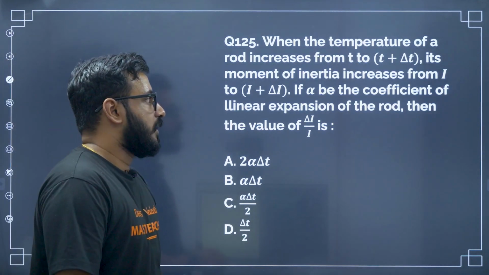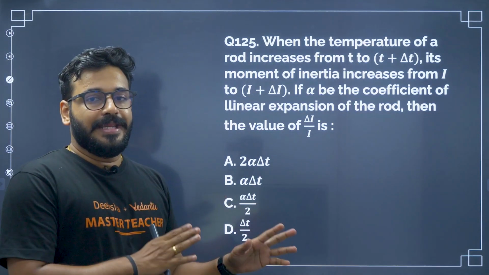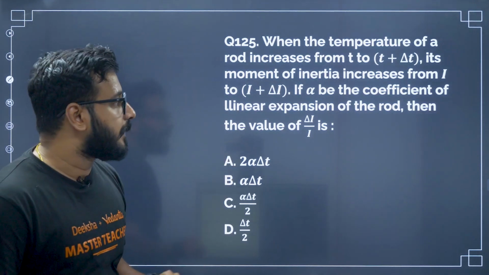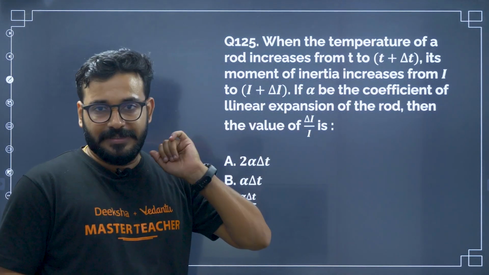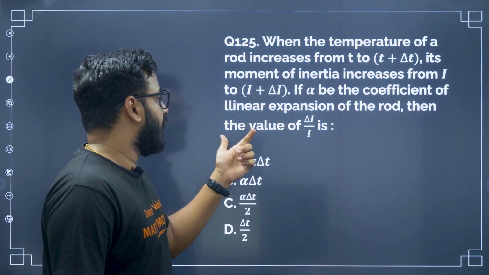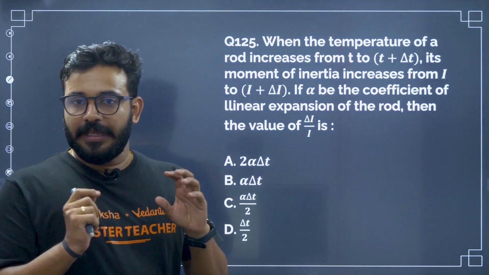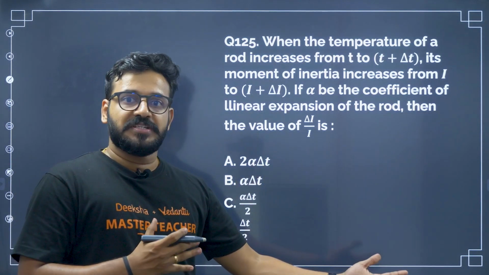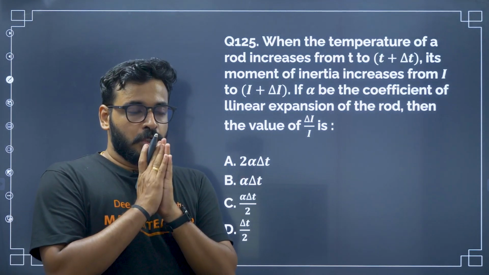Look at the next question. The temperature of a rod increases from T by delta T. There's an increase of delta T. Its moment of inertia increases from I by delta I. So there's an increase in delta I. If alpha be the coefficient of linear expansion, then what is the value of delta I by I? Now this is a slightly tricky question. I would place this question somewhere at the medium level of difficulty.